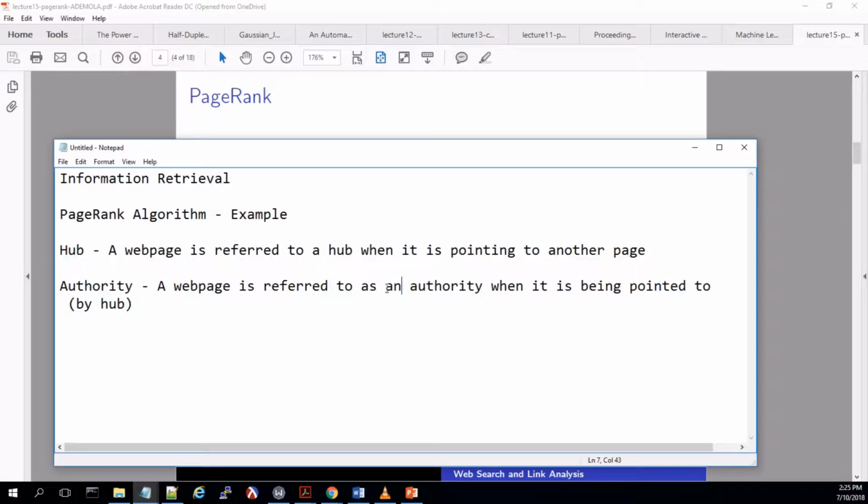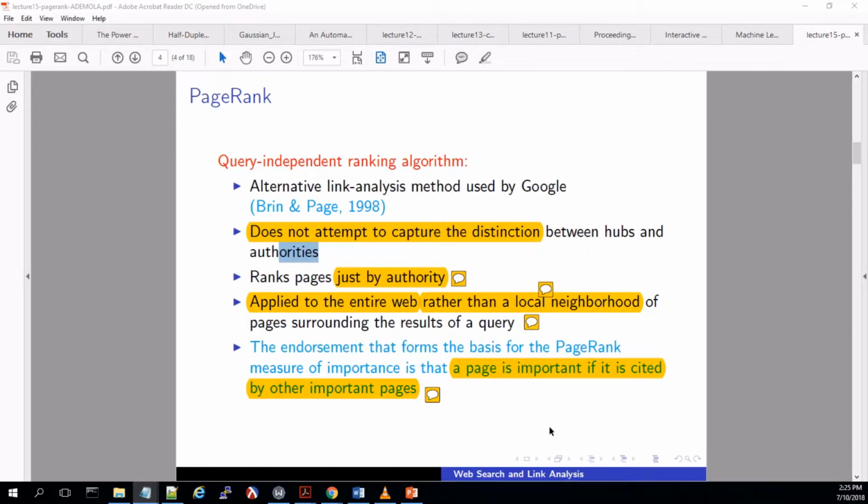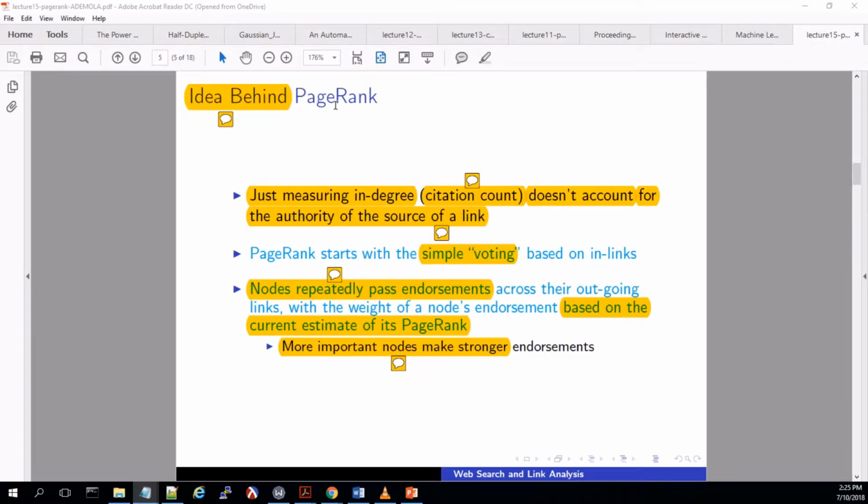That page is referred to as an authority. A page is referred to as an authority when it is being pointed to, or being cited, as is being used there, by other important pages. So that means that page is an authority, is endorsed. Alright. So the idea behind page rank is you measure the in degree, that is the number of pages that are pointing to that page. Just measuring in degree doesn't account for the authority of the source of the link.